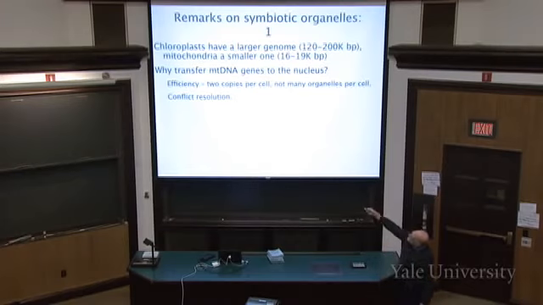So one of the reasons to do that is essentially efficiency. If you put those genes into the nucleus, you're just maintaining 2 copies of them rather than thousands of copies out in the population of mitochondria that are living in the cell. Another is conflict resolution.